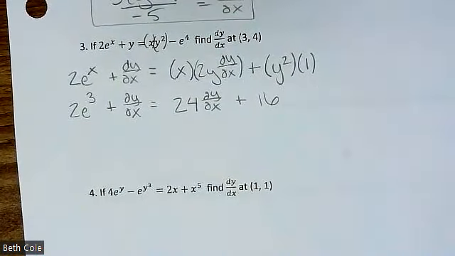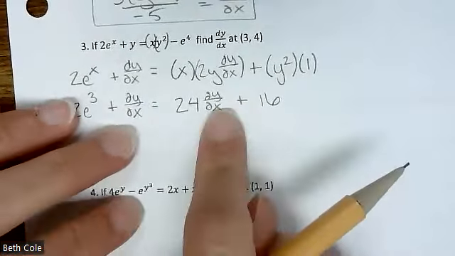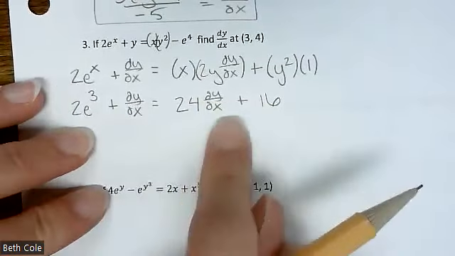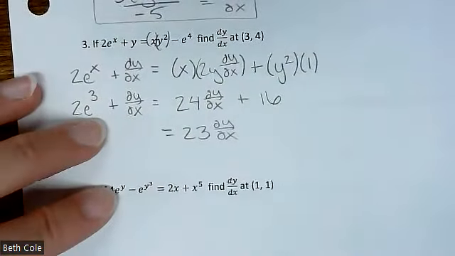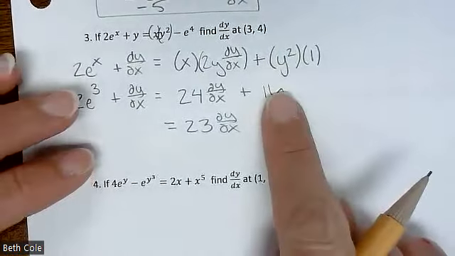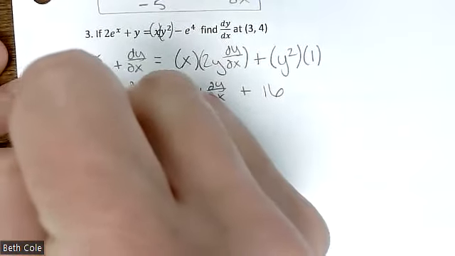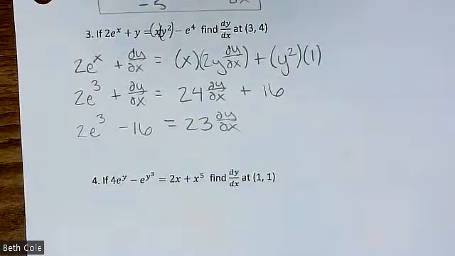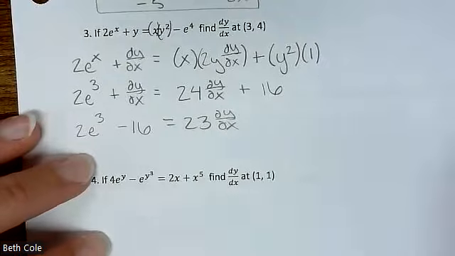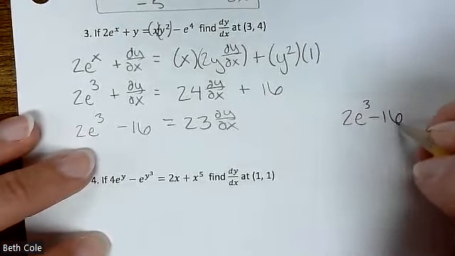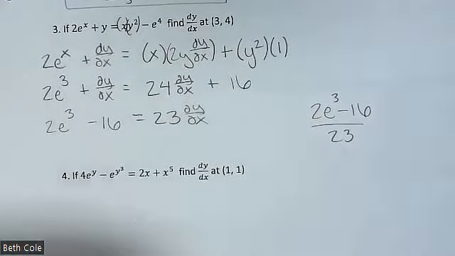And now you're just trying to get dy/dx by itself, so we've got to get those on the same side. If we subtract over a dy/dx, 24 dy/dx minus 1 dy/dx would be 23 dy/dx. And then what would you need to do with the 16? You'd subtract that over. So you'd have 2e to the third, whatever that is, minus 16. And then what would your last step be to get the dy/dx? Yeah, divide by 23. So it's 2e to the third minus 16 over 23. Now it's going to be multiple choice. That would just be your answer.